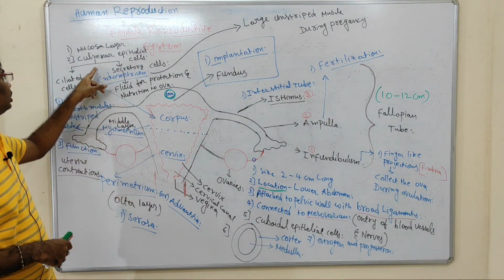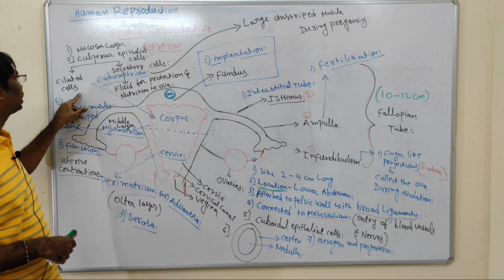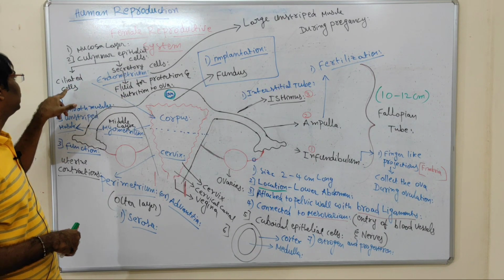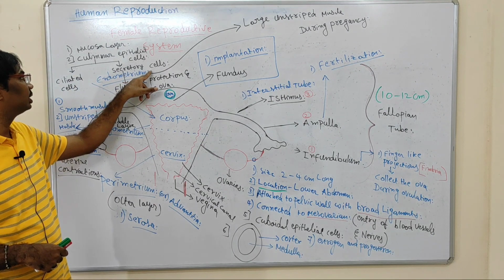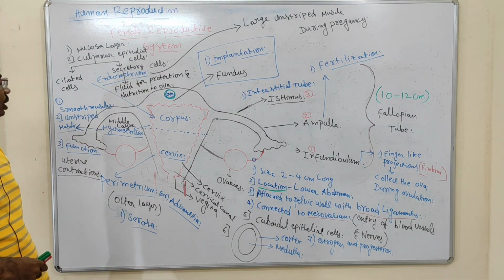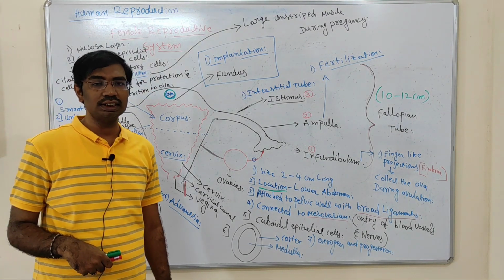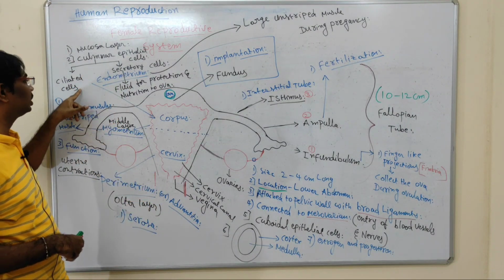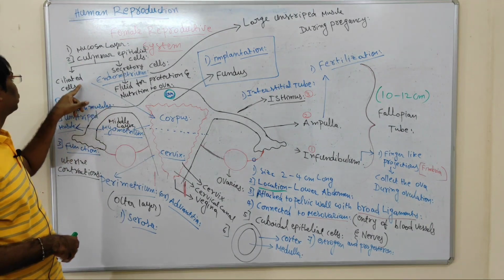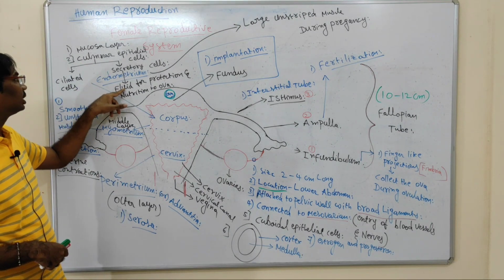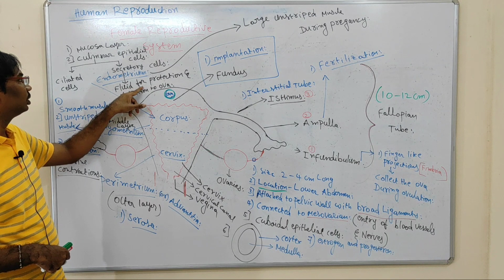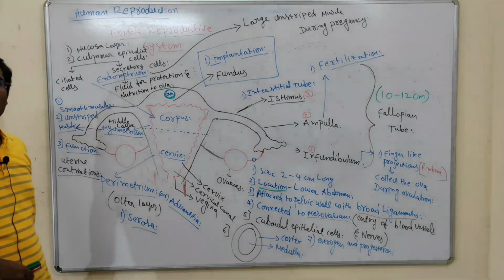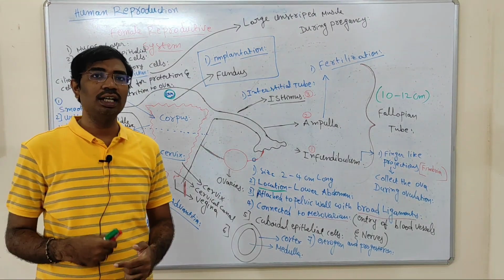The columnar epithelial cells are classified into two types: ciliated cells and secretory cells. So two types of cells are present in the uterus. The secretory cells produce some fluid.